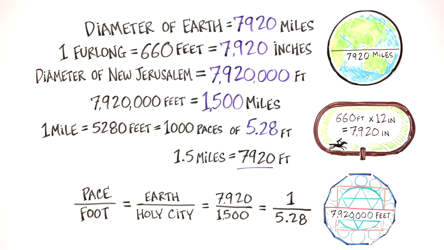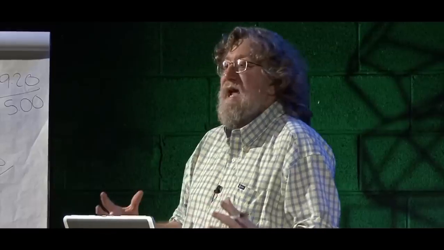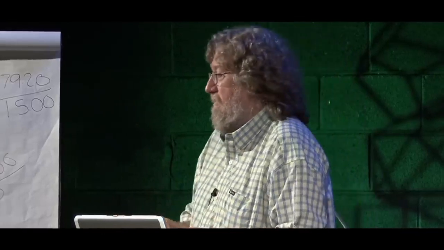And here's the pace to the foot equals the earth to the holy city, which equals 7,920 to 1,500, and there's that magic ratio of 5.28 that links the earth to this other cosmic entity, for now going unnamed, that relates to our own scale exactly as our pace does to our foot.